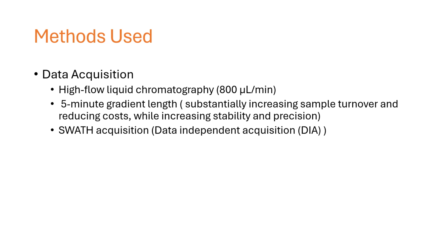In it, high flow liquid chromatography is used. It's used at 5-minute gradient lengths, which substantially increases sample turnover and reduces cost while increasing stability and precision. So instead of going super short or much longer to get a better picture, they've kind of found a median range. And then they use the SWATH program and SWATH acquisition to get the data.